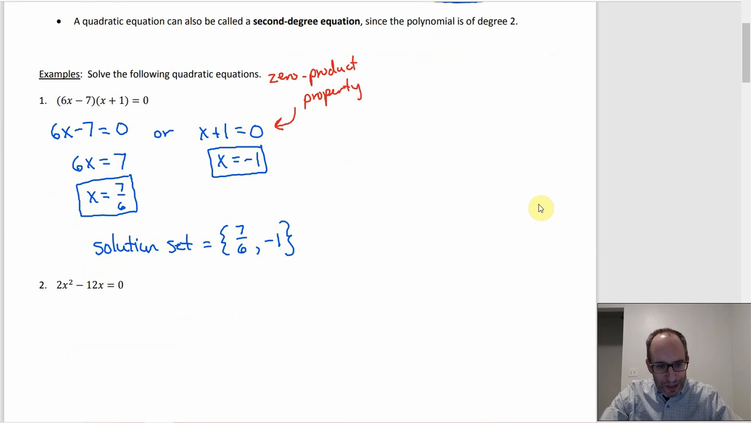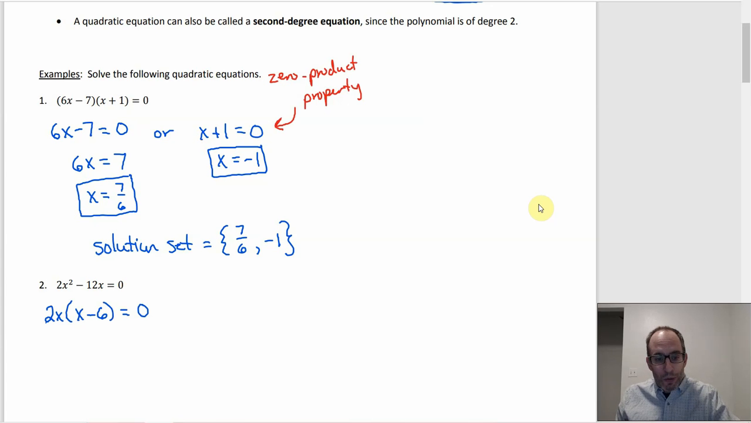And it looks like there is, because 2 and 12 are both even, and then the first term's got an x squared, the second one's got an x. Looks like we can factor an x out. So it looks like we could factor out a 2x, and then we'd be left with x minus 6, right? Since 2x times x would give you the 2x squared, and then 2x times 6 would give you the 12x.